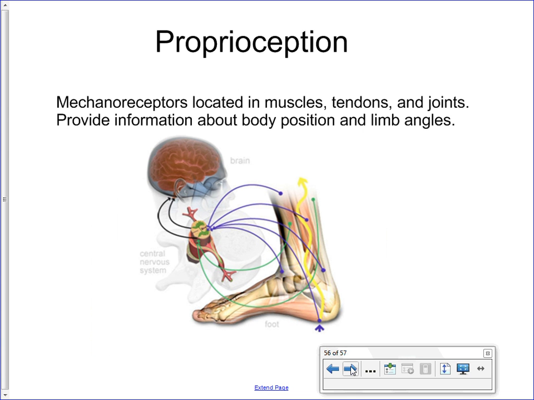That is it for the hearing and balance. Proprioception was mentioned before. Just one final comment about proprioception. These deal with another kind of mechanoreceptors that are located in locations like your muscles, your tendons, your joints, and they provide very important information about the angle of your joints, your body position, and the movement, angle, orientation of the limbs that you have.